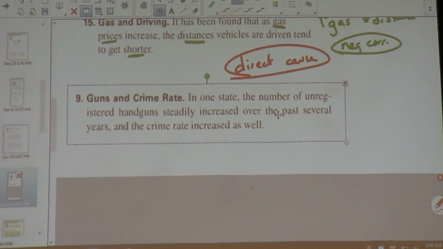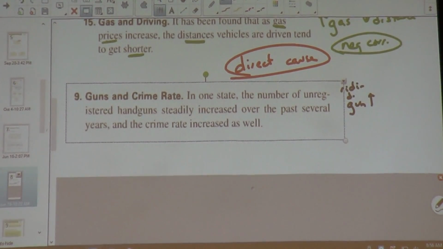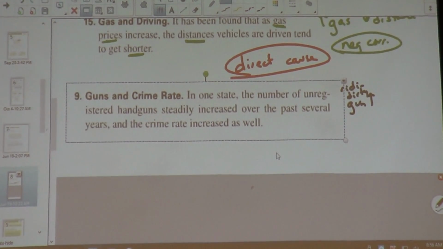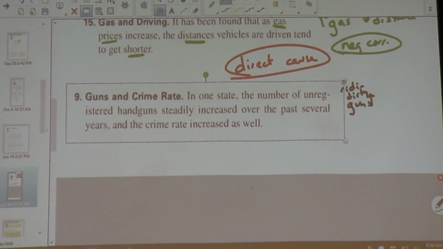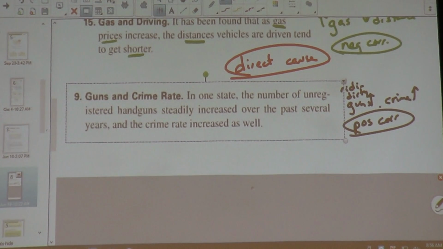In one state, the number of unregistered handguns steadily increased over the past several years, and the crime rate increased as well. So first I need to know, is it positive, negative, or no correlation? So, guns, riding dirty guns. Riding dirty guns went up. Crime went up. So what kind of correlation is that? Positive. That's a positive correlation.